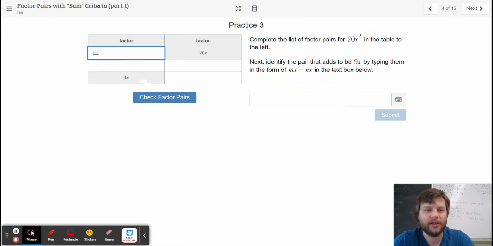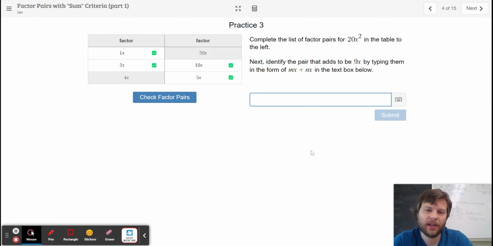Very same sort of idea here. 1 times 20, blank times blank. Well, what's missing? What's in between 1 and 4? Well, it could be 2, and 2 times 10, so 2x times 10x, 4x times 5x. You'll notice that there's a nice pattern here. It's actually exponential. 1, 2, 4 is a times 2. On the other side, it's the inverse, times a half. The pair that adds to 9x is 4x plus 5x.